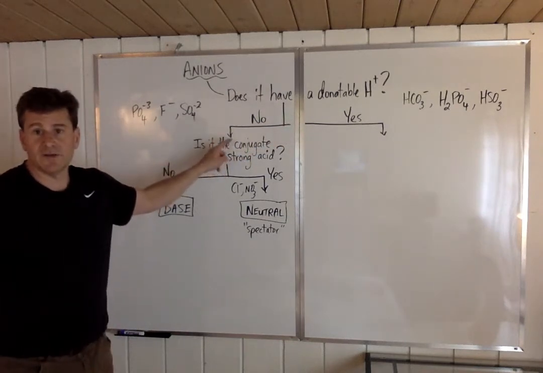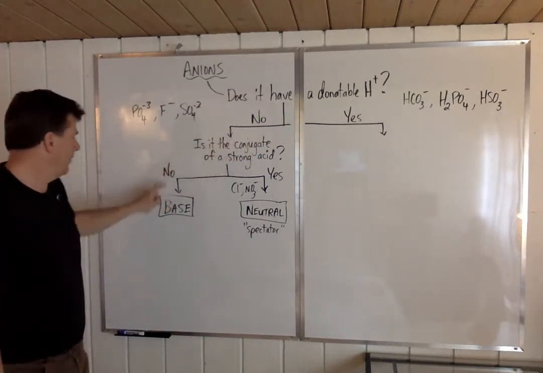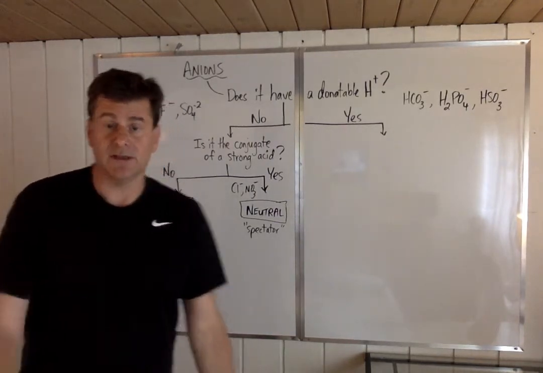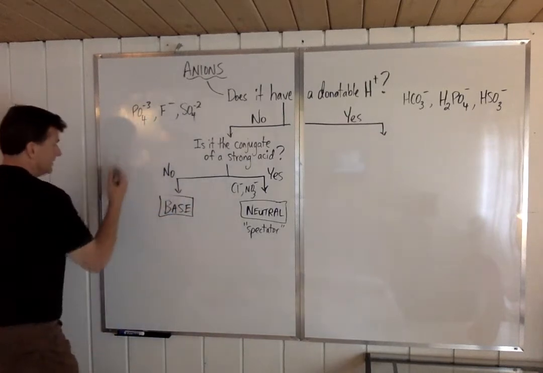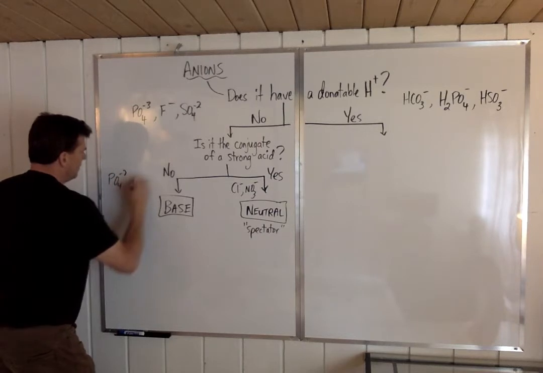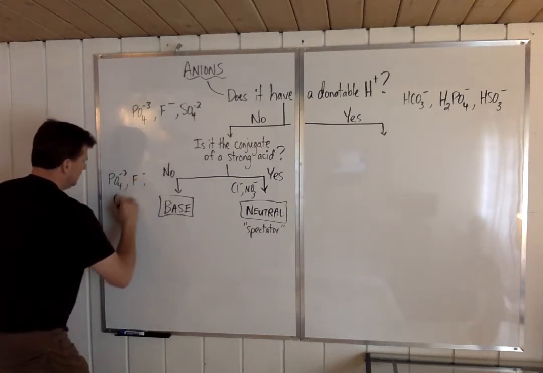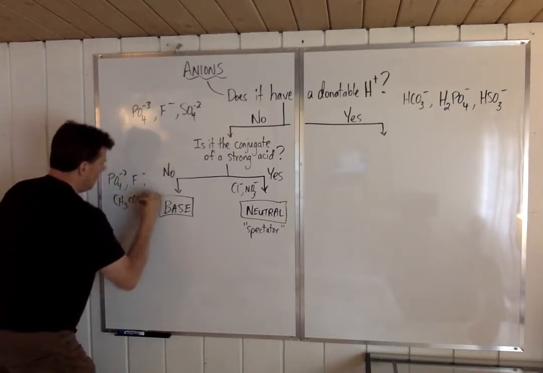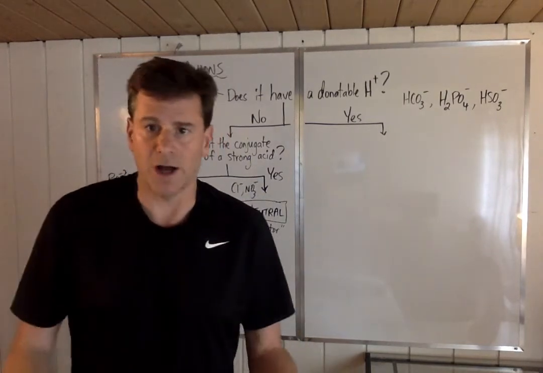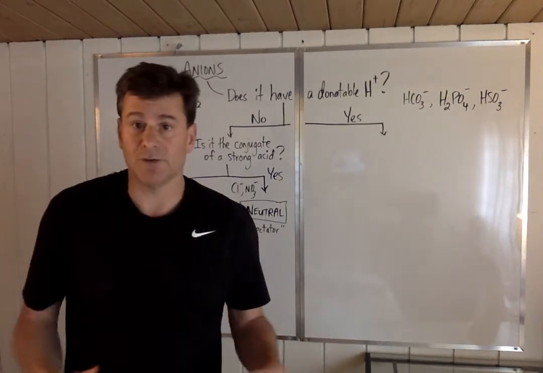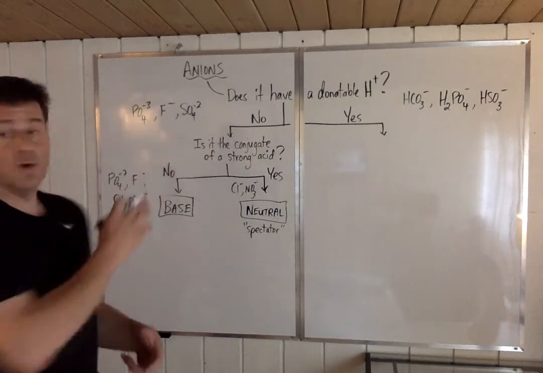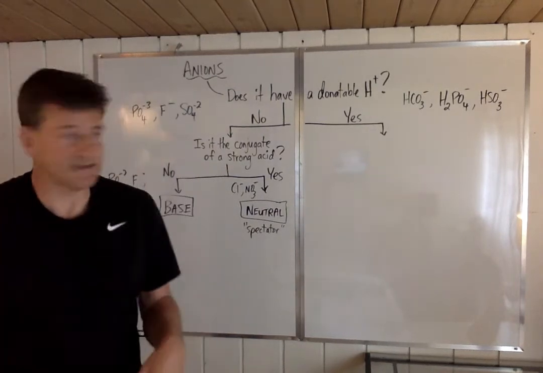Is it the conjugate of a strong acid? No. Well, then that anion you're talking about is going to be a base. So the ones that are up here, all three of those actually are. So PO4 negative 3, F minus, CH3COO minus, and the list goes on and on. There's a lot that are not conjugates of strong acids that also don't have a donatable H. So that's the no side. If you don't have a donatable H, that's that side.